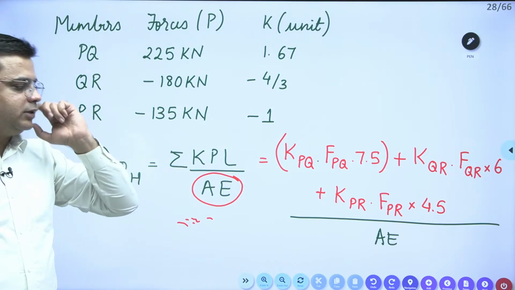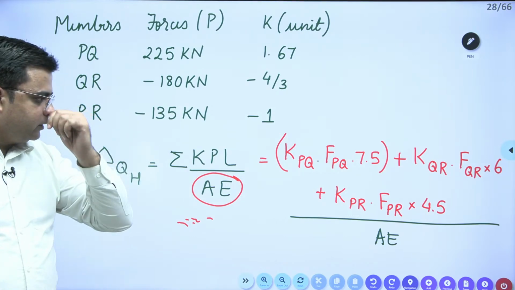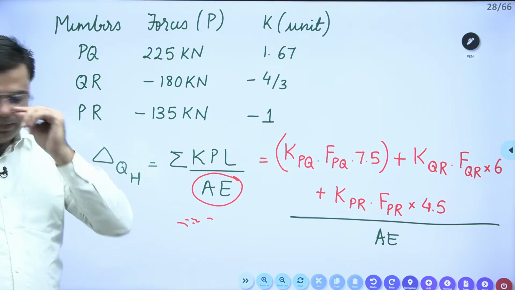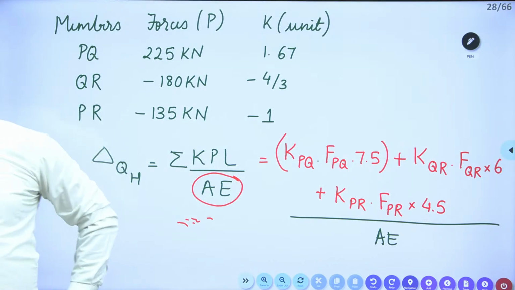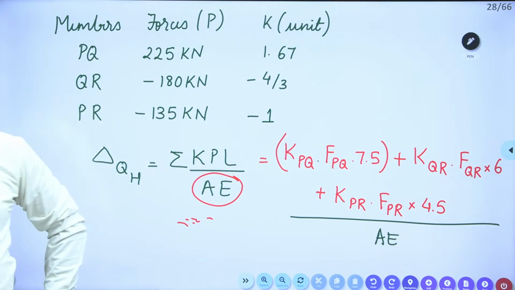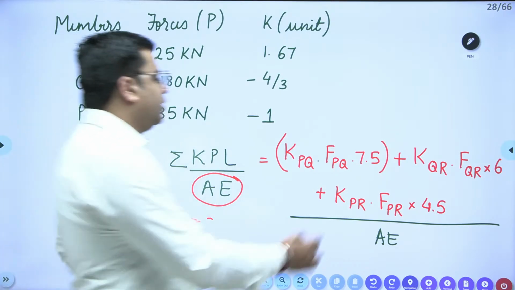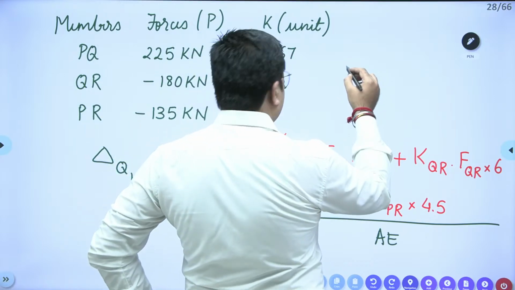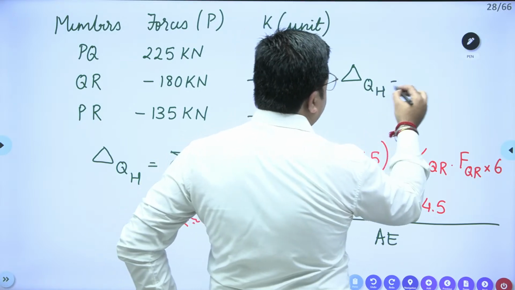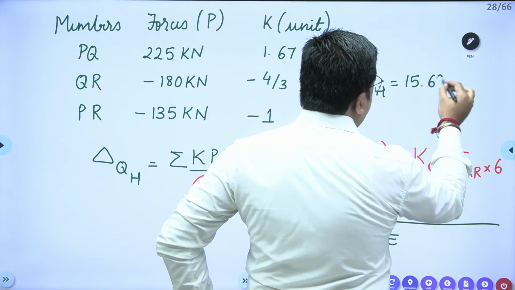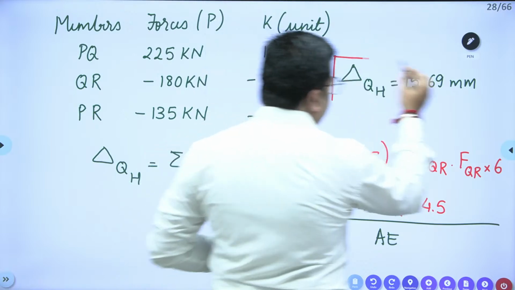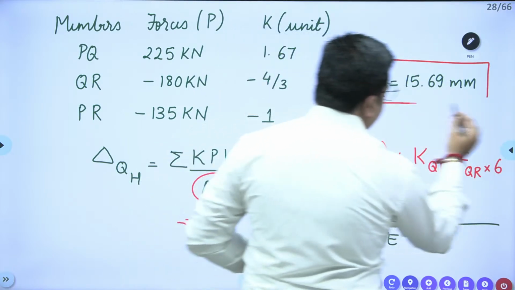Anybody get me the answer for this? Deflection at H, horizontal deflection at H. You can just substitute all these values, and the final answer that you will get will be something like, so the horizontal deflection at Q is 15.69 mm. So this may be your final answer. You can get your final answer when you substitute all the values, right?